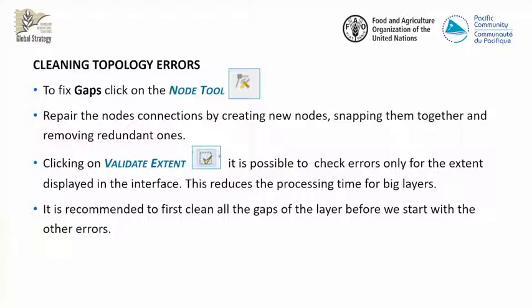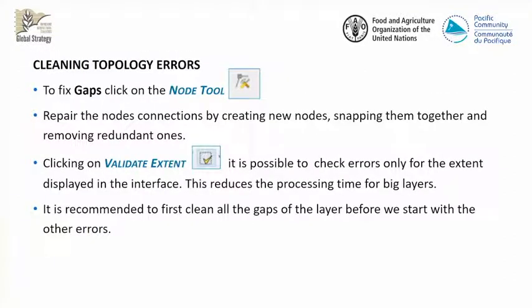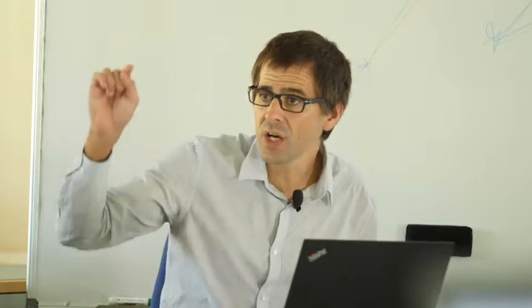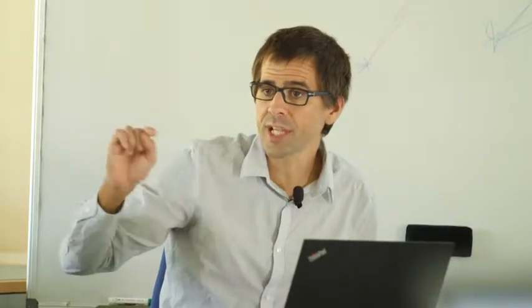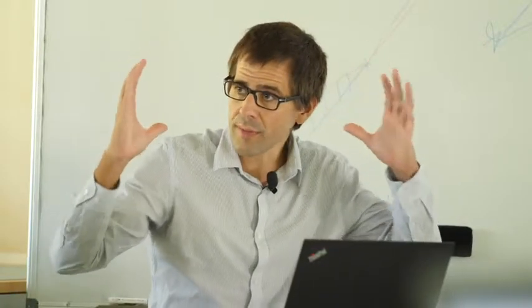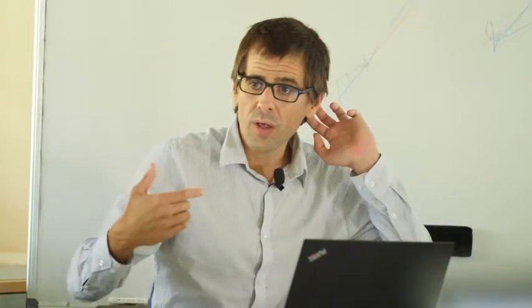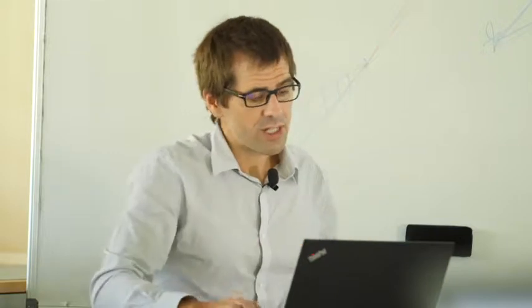Okay, here to fix gaps, we click on node tool. We repair the node connection. We click on validate extent to see if the fixes worked, to validate just the geometries that are within our screen, just the extent of our map canvas. And then like this we can monitor whether we fix properly the error or not, okay? And as I was mentioning, it's recommended to first clean all the gaps.